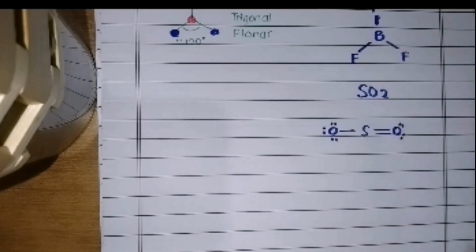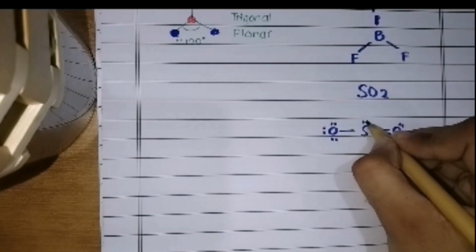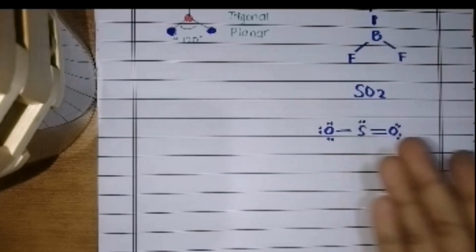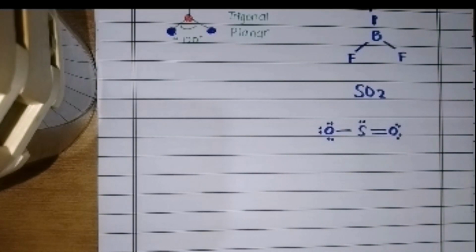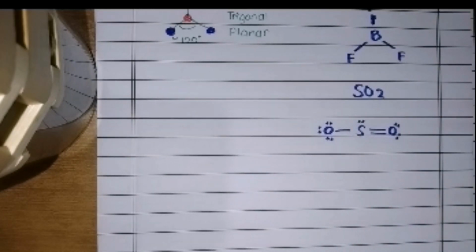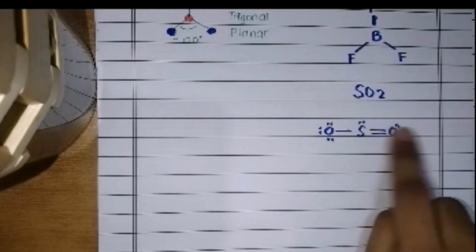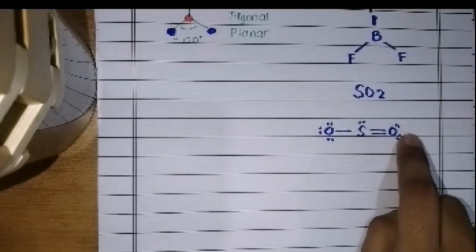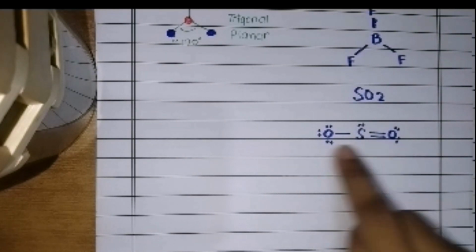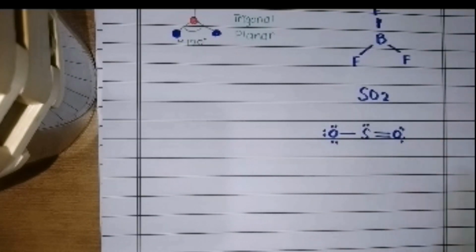These electrons on oxygen would not affect the geometry, but the electron pair present on sulfur would affect the geometry of this molecule. As we talked about, it has 3 things around the central atom, so it would have a trigonal planar geometry, basically trigonal planar, but in actual it is not trigonal planar.